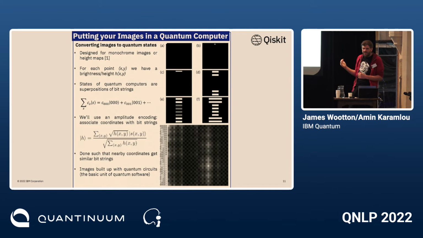There's only 1 bit difference between any two neighboring pixels, which means that if you go in with something like a small angle rotation, it causes amplitude to bleed into neighboring pixels, giving something that's a little bit like a blur effect, but it gives you interference effects as well.